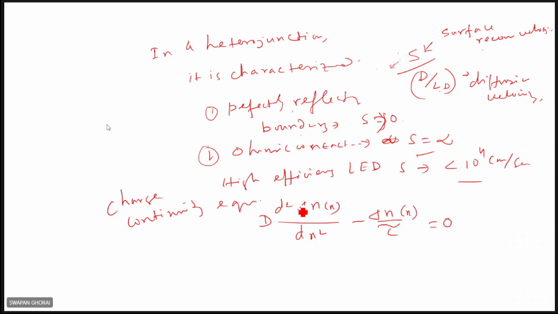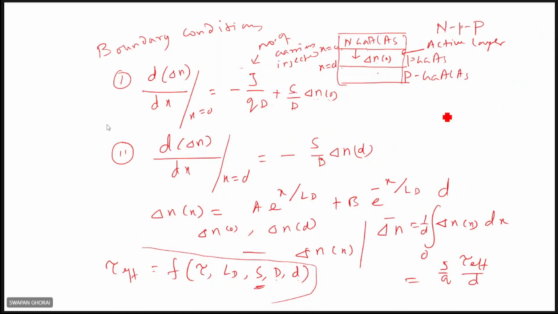So these two terms, and if you write it this way, then the steady state charge quantity equations will be the difference will be 0. If you solve these equations with the boundary conditions, then we can find the value of delta nx at any point within the active layers. And if you can calculate delta nx, then we can find out the power emitted by the LED. But this equation can be solved with the boundary conditions.